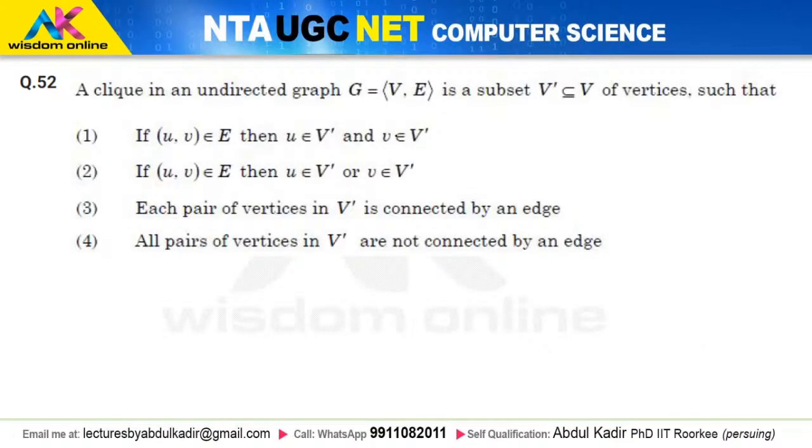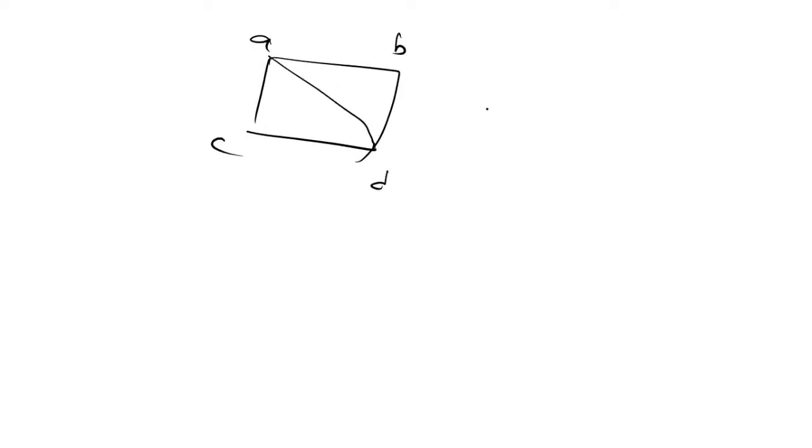Now this is the question. He is asking about clique, clique in an undirected graph. What is a clique? Let me tell you. We have already seen what a subgraph of a graph is. For example, if you have a graph like this, let's assume A, B, C, D, and if you remove vertices or edges, you will get a subgraph. You can remove 0 or more vertices, or 0 or more edges, or both vertices and edges.